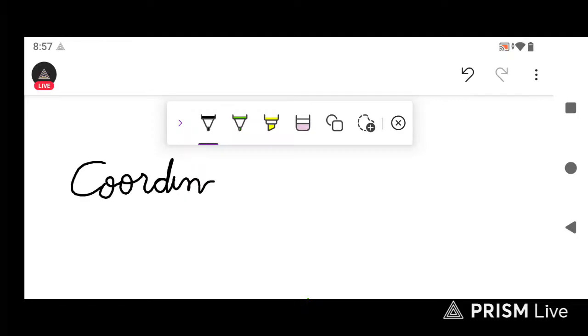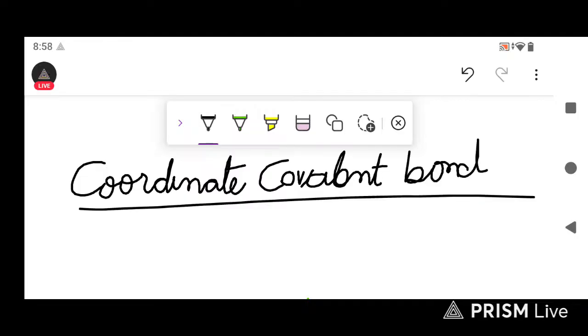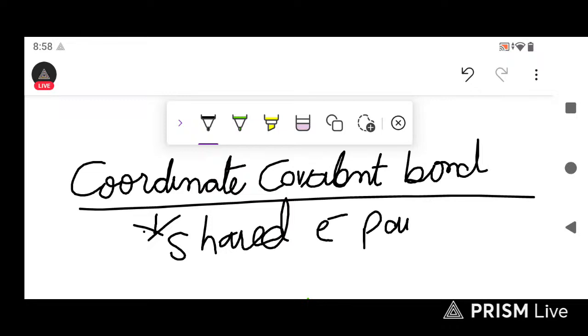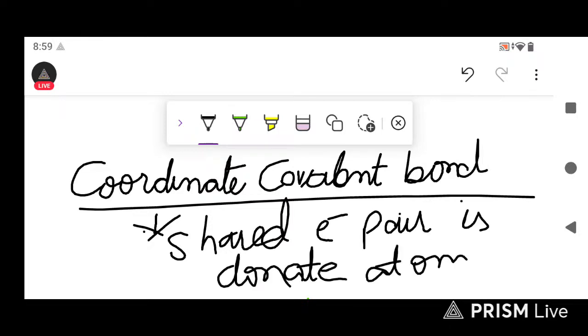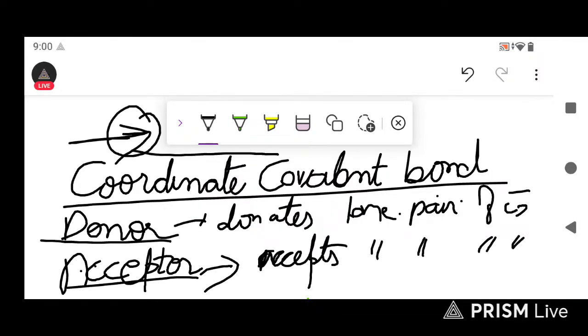Coordinate covalent bond. The coordinate covalent bond is one where the shared electron pair is donated by one atom. First of all, here we will discuss the donor and acceptor as well. So, what is a donor and what is an acceptor?